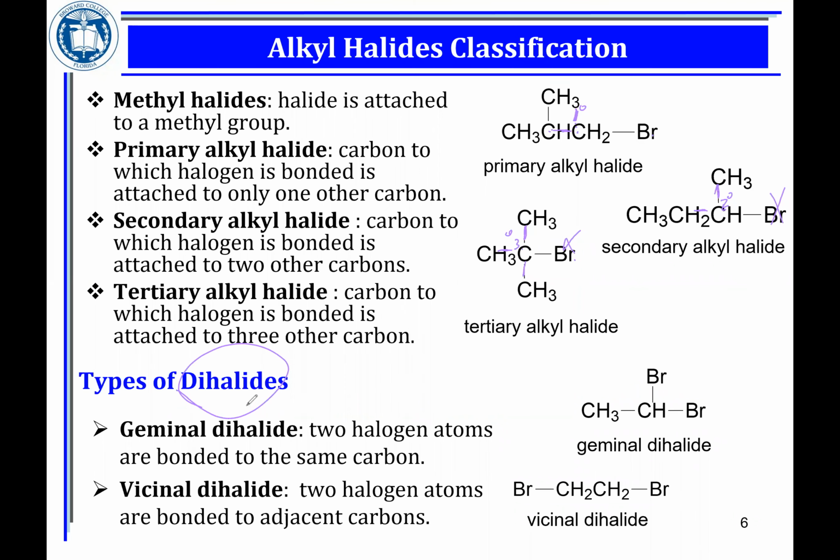Dihalides: if you have 2 halogens in an alkyl chain, it is called a dihalide. A geminal dihalide, like twins, has both halogens on the same carbon. And if they are adjacent, one on each carbon, carbon 1 and 2, or adjacent basically, it is called a vicinal dihalide. So we do have geminal dihalide or vicinal dihalide. These are just new terms for the new family.